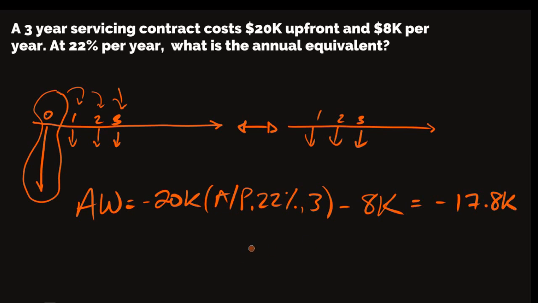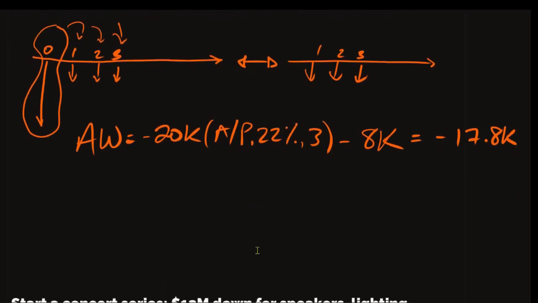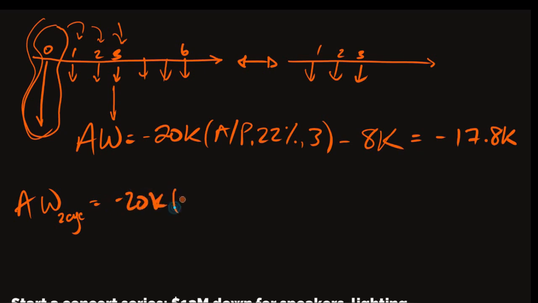Now, what if you wanted to renew this contract? So we're going to renew this contract for another cycle. So we're going to repeat this over again. If we're going to repeat that, then here we renew it, and then we have 3 more years of contract. So now we're going out to period 6. So now the annual worth for 2 cycles is going to be the same as what we had before with the upfront cost, except now that upfront cost occurs in period 3, and that upfront cost occurs in period 6, right?